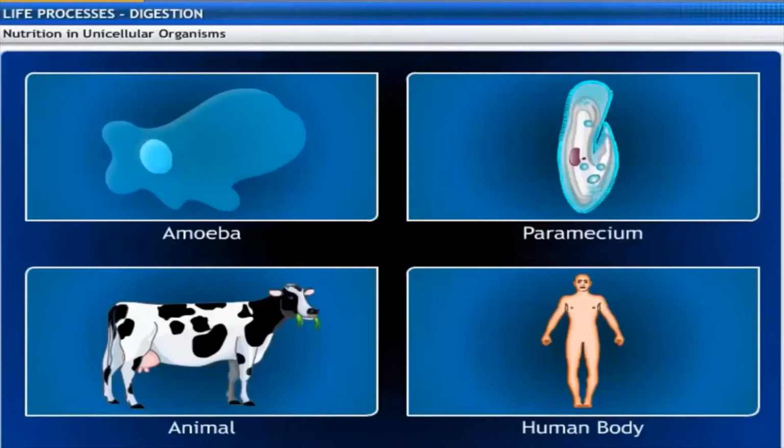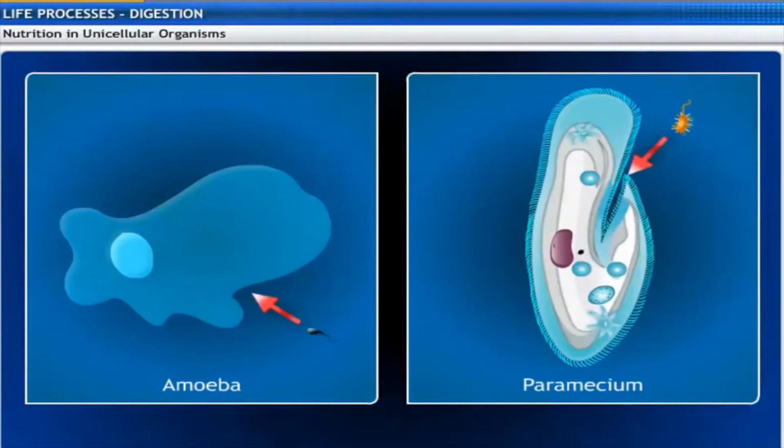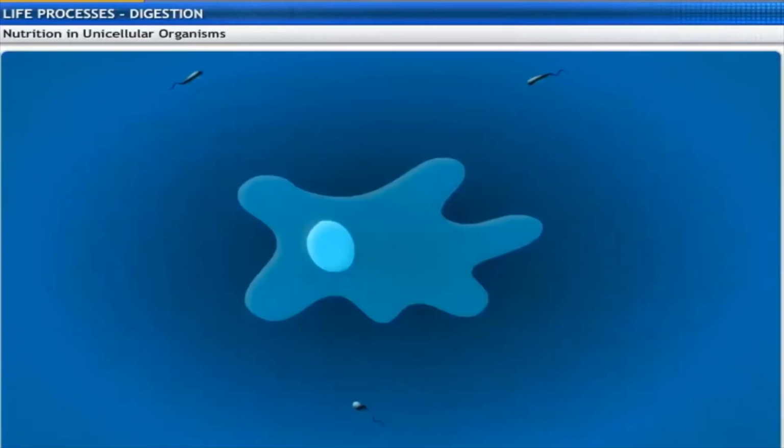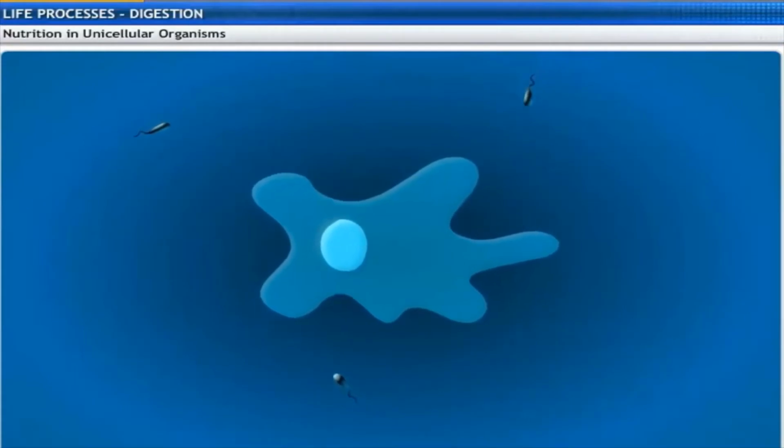Let's see how animals take in complex food and break it into simpler forms inside their bodies. Unicellular organisms like amoeba and paramecium do not have any special organs for the process of nutrition. They absorb food through their body surface. An amoeba feeds on microscopic animals that live in water.